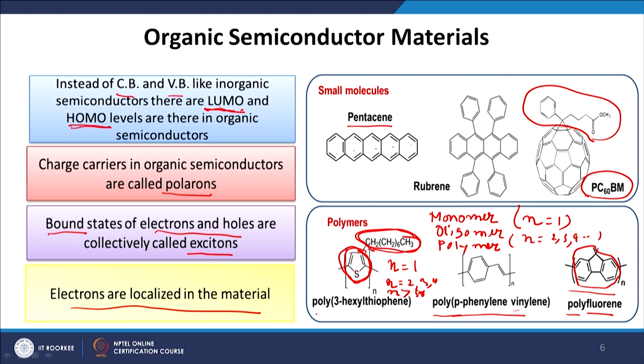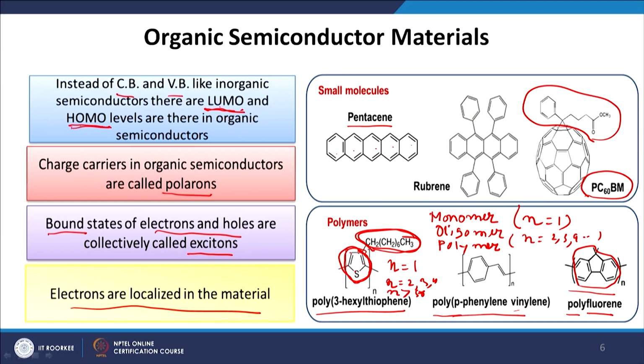Now all of these structures, whether it is poly 3-hexylthiophene, poly p-phenylene vinylene, or polyfluorene, all of them have a conjugated backbone. It means that it has alternating single bonds and double bonds. As you can see in this thiophene backbone, first we have a single bond, then a double bond, then a single bond, then a double bond. Similarly, here we have alternating single and double bonds. Because of this kind of structure, electrons are delocalized on these conjugated backbones, and that helps them in the conduction of electrons.